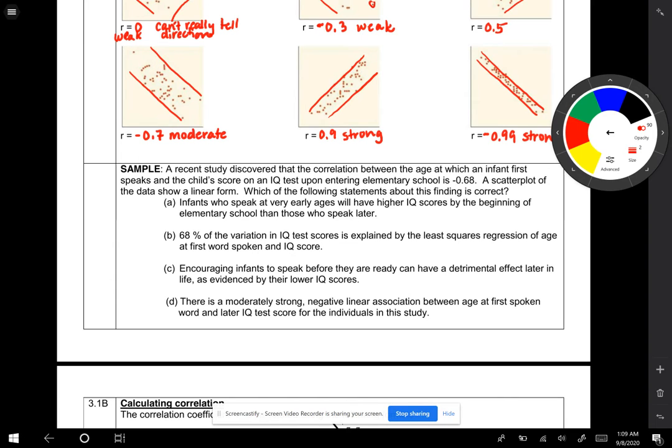Okay. Here's a sample problem. A recent study discovered that the correlation between the age at which an infant first speaks and the child's score on an IQ test upon entering elementary school is negative 0.68. So remember, if you look at your number line up above, that indicates moderately strong negative correlation. So let's write that down here. Moderately strong negative correlation.